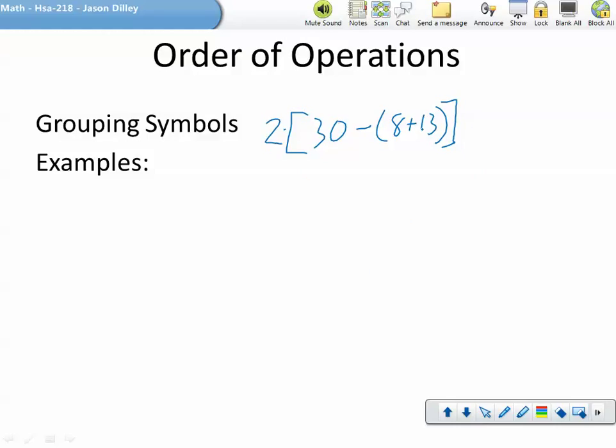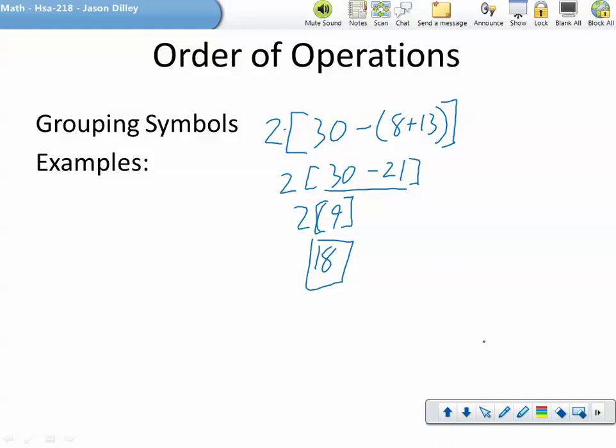So we're going to start on the inside of the inside. So this needs to be done first, right? The grouping gets done before we multiply the 2. But in order to do that grouping, we need to get the grouping that's inside there. So this is 2 times [30 minus 21] in the bracket. And now we can do this part, which is 2 times 9, which is 18. So if you have multiple sets of grouping symbols, do the furthest inside of the grouping symbols.